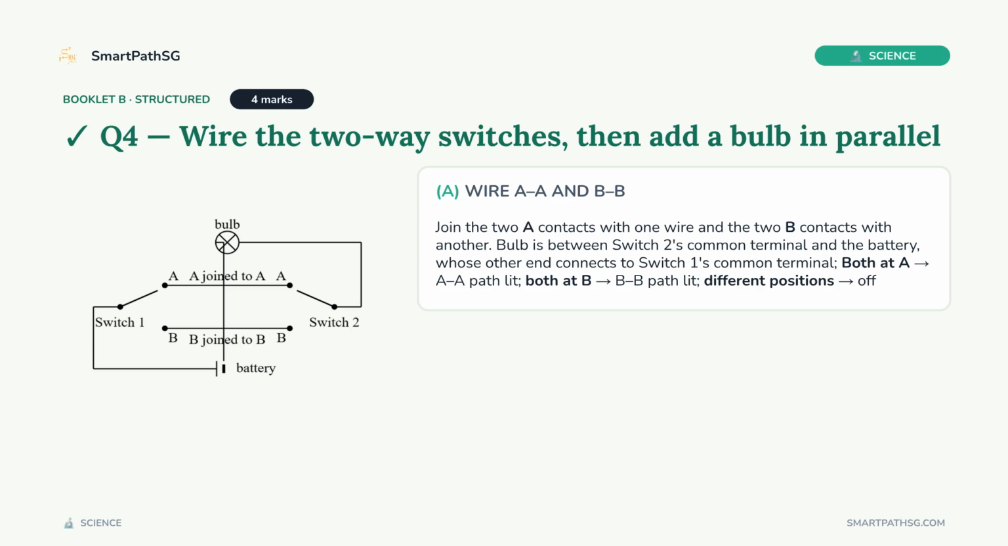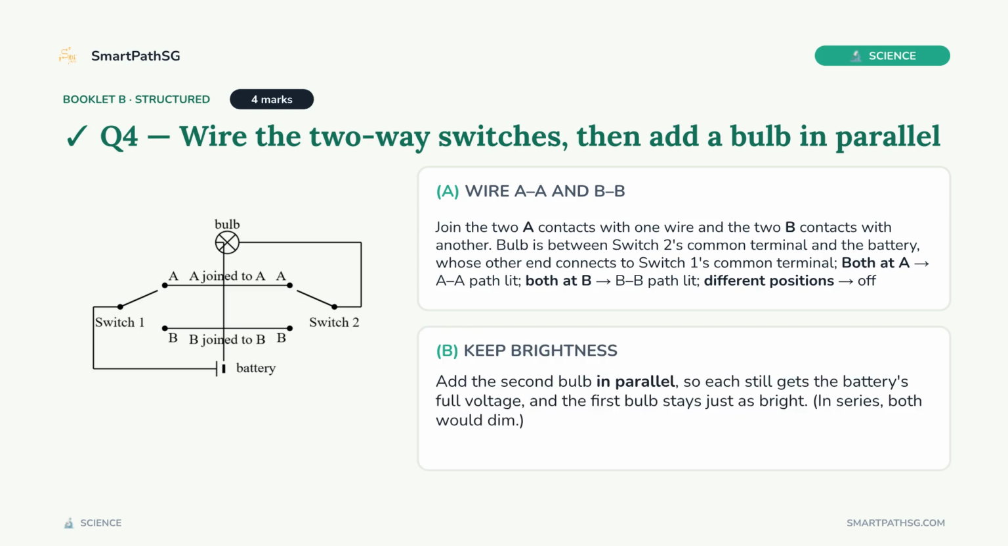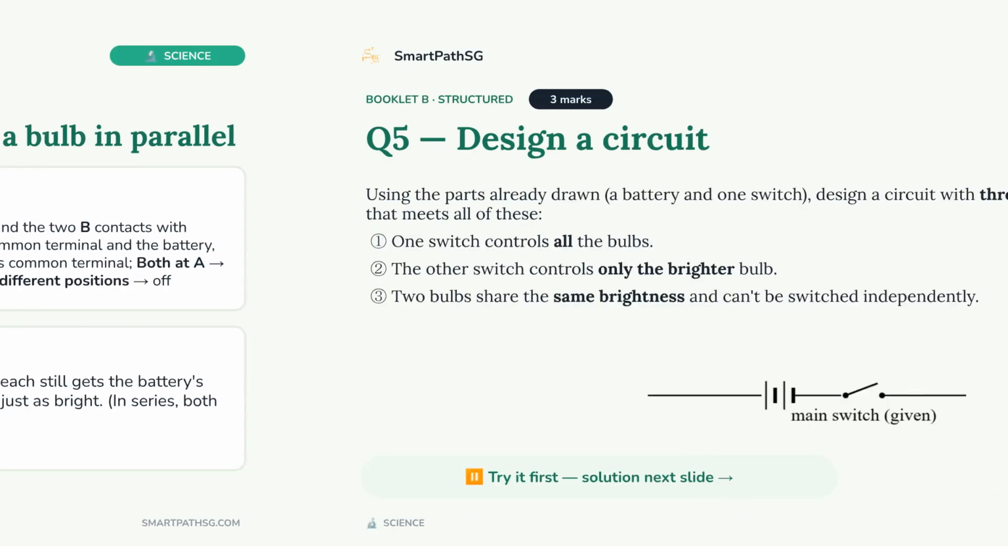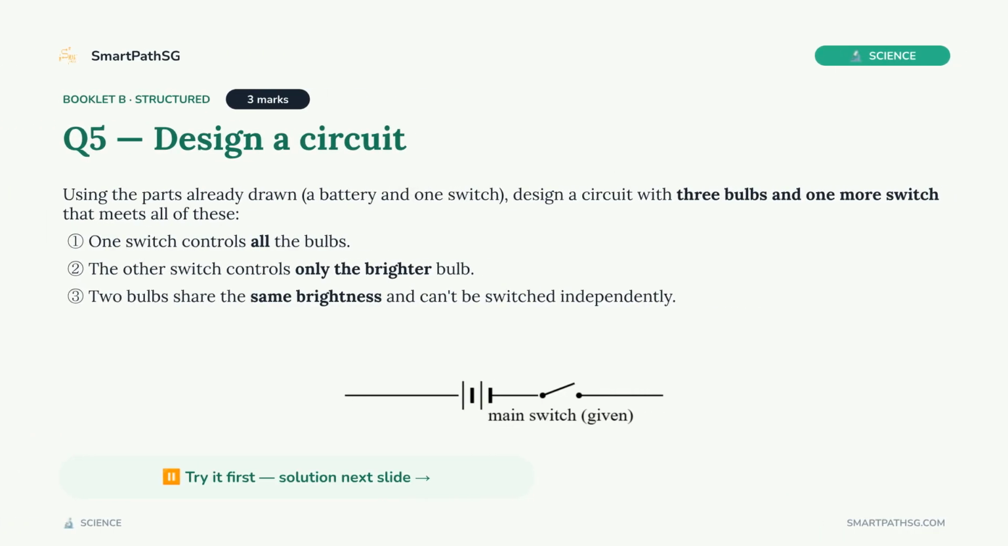For part B, add the second bulb in parallel so each gets full voltage of the battery, and the first stays the same brightness. Question 5. Using the parts already drawn, a battery and 1 switch, design a circuit with 3 bulbs and 1 more switch that meets all of these. 1. One switch controls all the bulbs. 2. The other switch controls only the brighter bulb. 3. 2 bulbs share the same brightness and can't be switched independently.